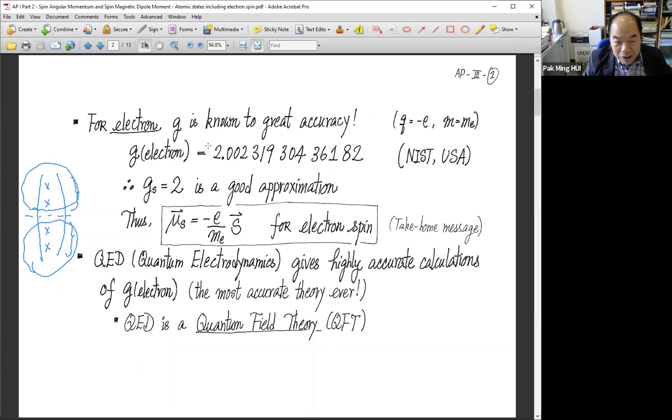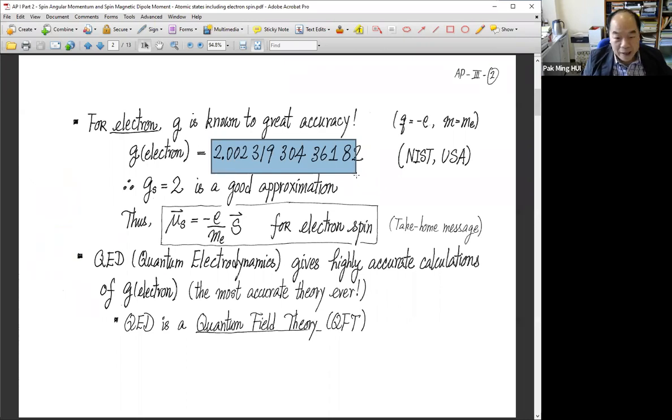And the answer is as accurate as this. You can look it up. You can Google g, QED, most accurate result up to now. I think it is good up to something like the 12th or 13th digit, comparing calculation with experiment. And this is always claimed as the most accurate physical theory ever, the QED, okay? So this g has a very interesting and important part to play in the development of physics.